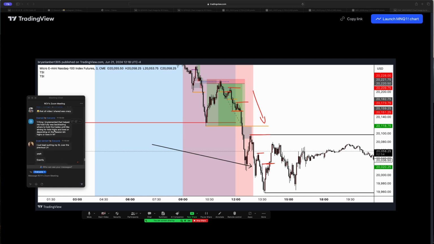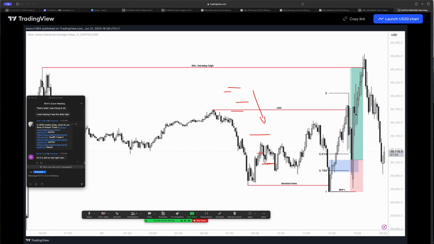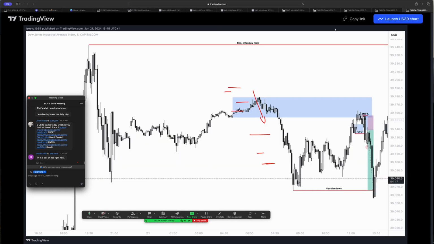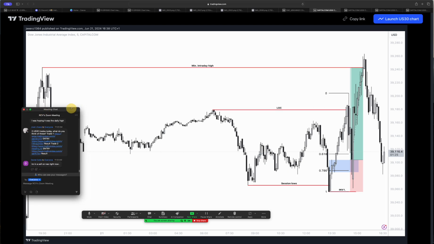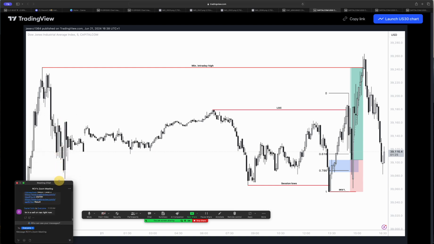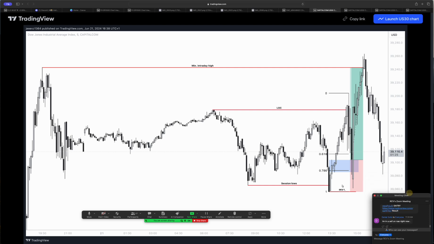Let's see. Trade one, two, three, four. Okay. So directionally bullish. Yes, this is an LGC. Excuse me. Very good, very good. This is pretty much textbook here.